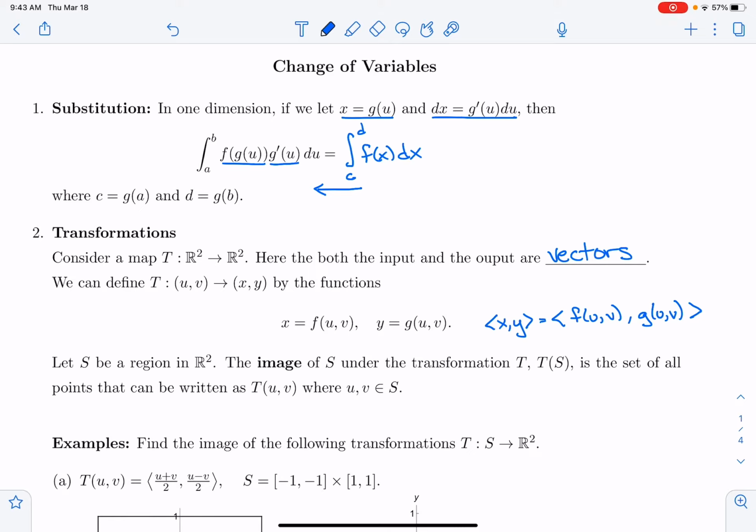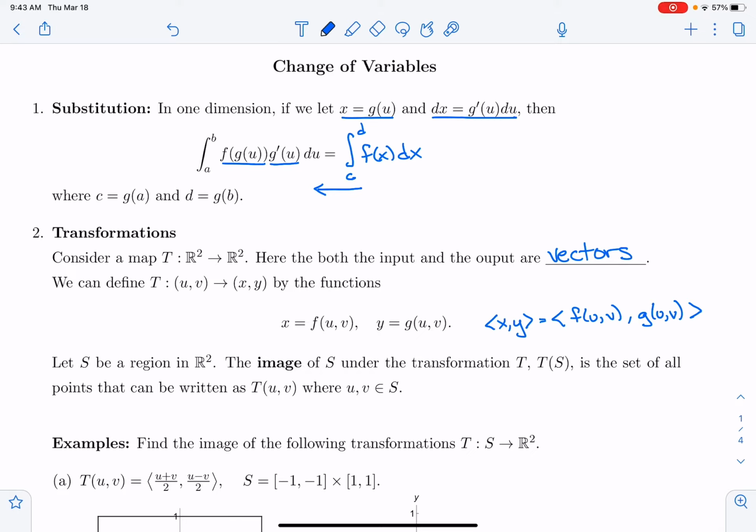And then what we want to do is we want to look at a region in R2, we'll call it S, and what we're interested in knowing is what is the image of S under the transformation T? In other words, what is T of S, the set of all points that can be written as T of u,v, where u,v is in S. So we're going to take some region in our plane R2, and then we're going to apply the function T to all the points in that region, and then we want to see what is the resulting set of points. What is the image? This is best illustrated by an example.